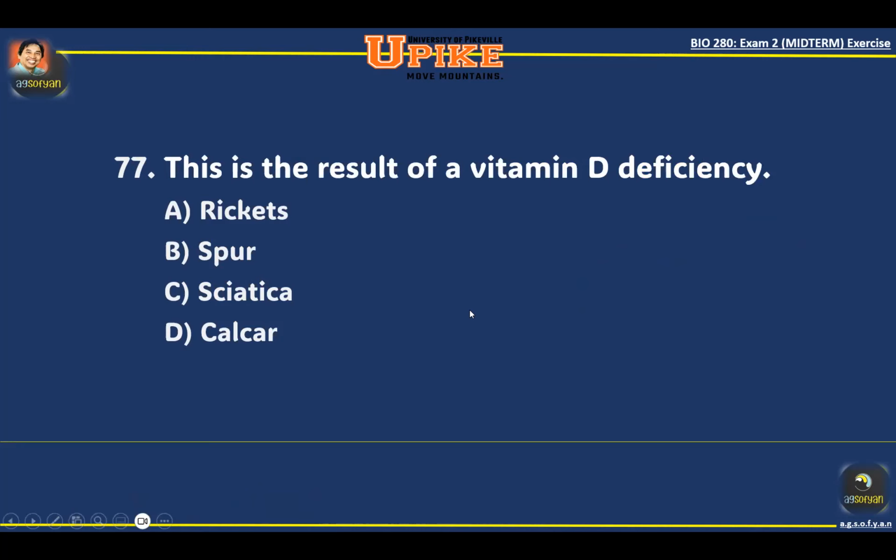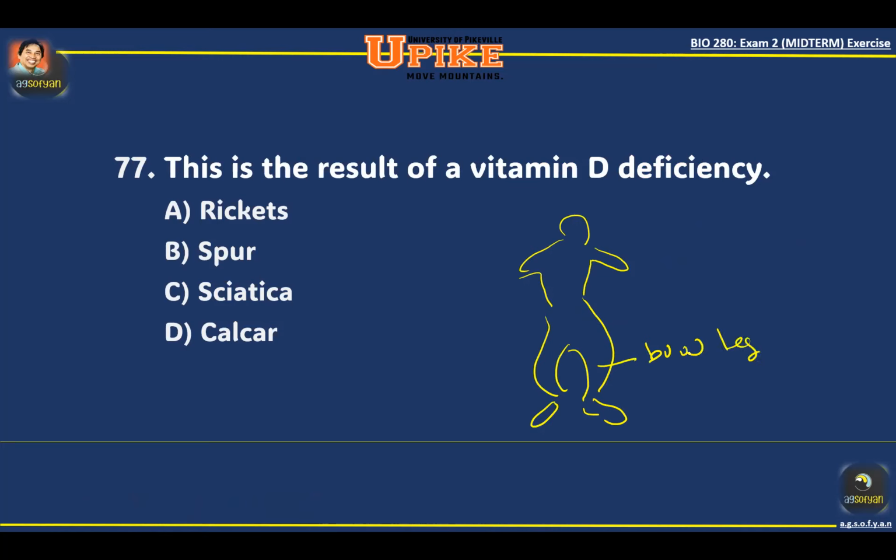This is the result of a vitamin D deficiency. Usually in kids, if the kids have this type of leg, so their leg is like a bow, like this one, bow leg, it means that the bone is not very strong. It's not strong because they have a deficiency of vitamin D. And this disease is called rickets. So rickets is a bow leg or deficiency of vitamin D.